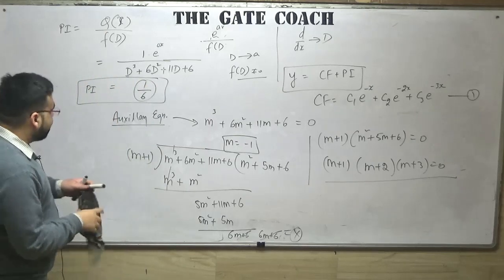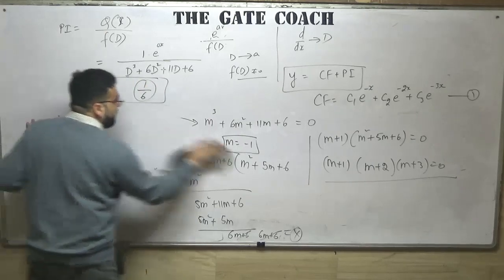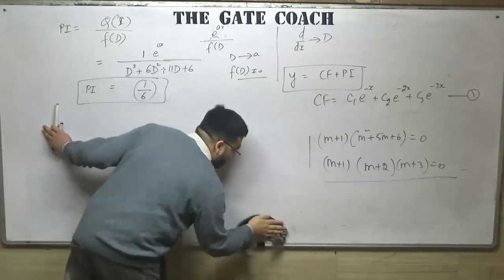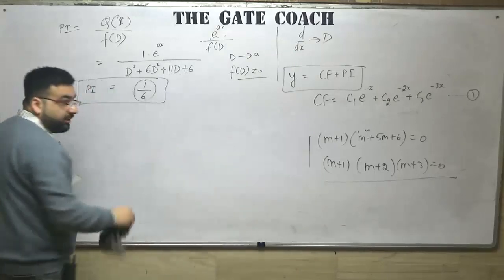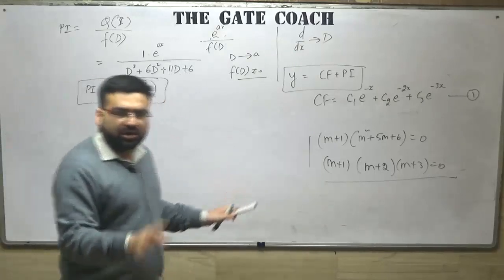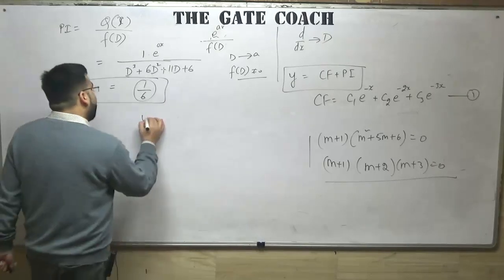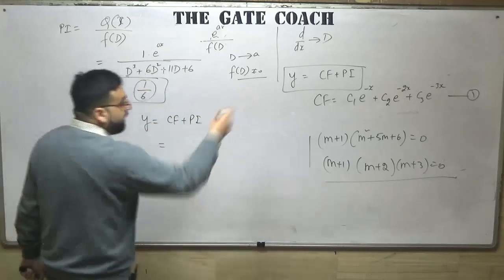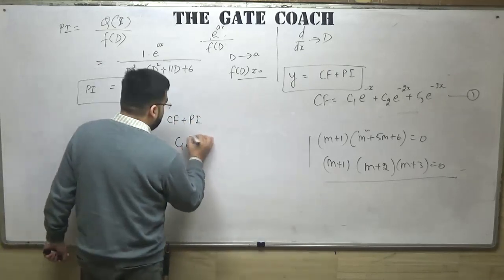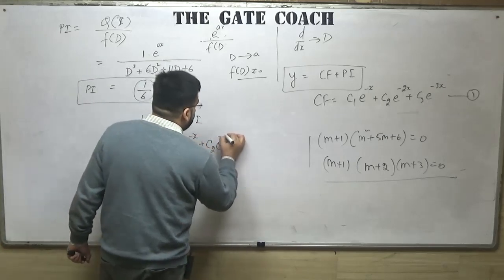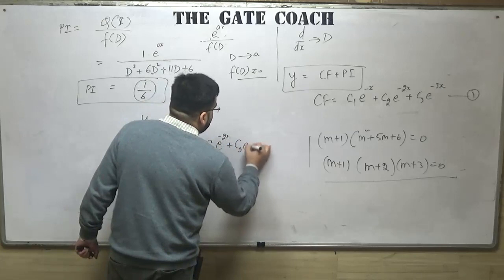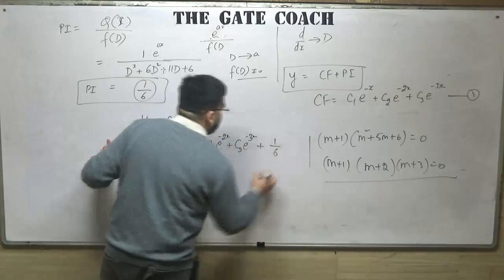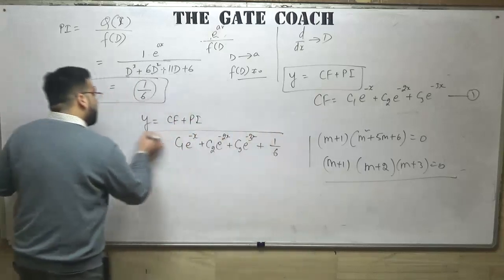Now what will be the total solution of this equation? The total solution will be equal to CF plus PI. Again, it is a memory based question and the values might change. In the comment section, you also tell me whether it is a correct question or not, because that is what we have received till now. So y will be equal to the complementary function plus the particular integral. What is the CF here? That is C1 e raised to the power minus x plus C2 e raised to the power minus 2x plus C3 e raised to the power minus 3x, plus the particular integral, that is 1 by 6. That is the total solution that we have got.